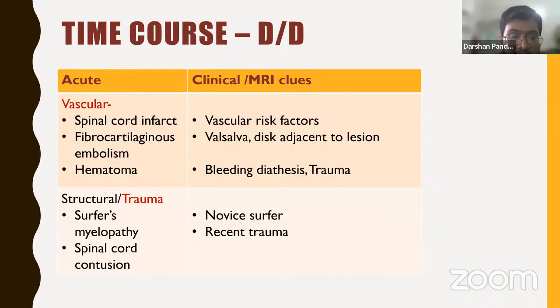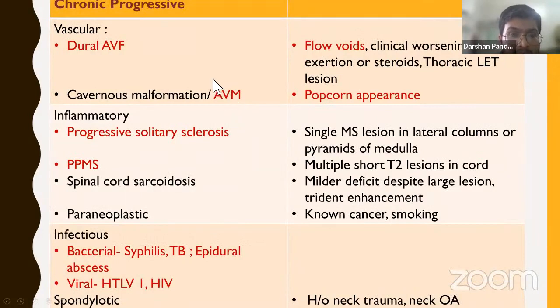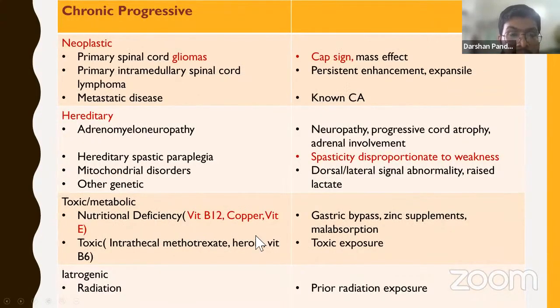So if it is acute, then it can be infarct or trauma. If it is subacute, there's MS, NMO, MOG. We'll look into details afterwards. Also sarcoidosis, SLE, Sjogren, paraneoplastic. In chronic progressive: vascular, like dural AV fistula or AV malformation; inflammatory, like primary progressive multiple sclerosis, sarcoidosis; infectious, like syphilis, TB, HTLV, HIV; neoplasm, like glioma or metastasis; hereditary, like HSP or adrenomyeloneuropathy; or metabolic and toxic etiologies like B12 deficiency or toxic myelopathies.